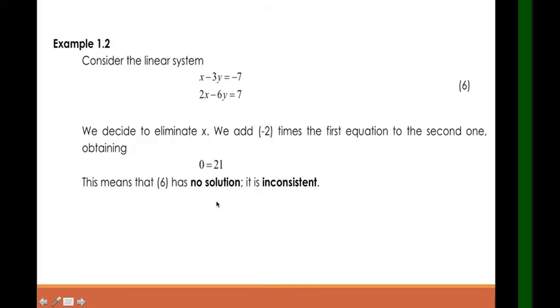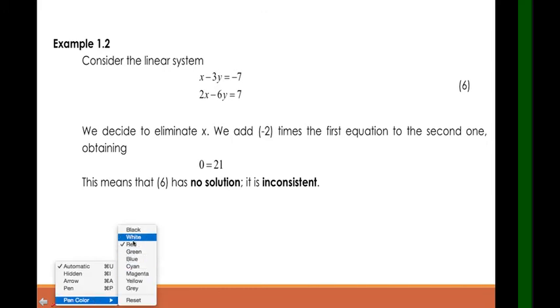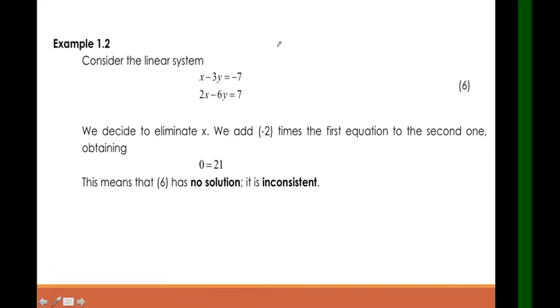So, let's see. Let's try this one. Consider the linear system. So, we decide to eliminate x. So, i-decide natin na ma-eliminate yung x. So, matitira yung y. So, we add negative 2. Right? So, let me use my pen. Let us use red one. Okay. So, ang sabi dito ay try natin yung negative 2. We try negative 2 sa first one.